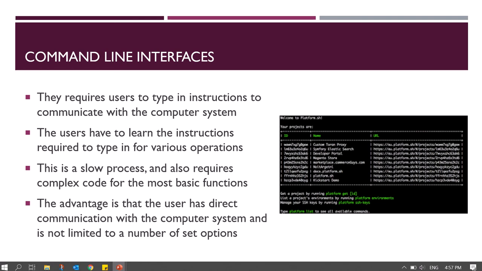Putting this knowledge together, we understand that command line interface will require users to type in their instructions to communicate with the computer system. If you have to type in instructions, what does it mean? That you as a user have to first of all learn these instructions. And this can sometimes be a slow process and require complex code to do even basic things. So for example, if you have a command line interface and you want to see what all files are there in your current folder, you will have to write a command to see those files and all those files will turn up one by one like this.